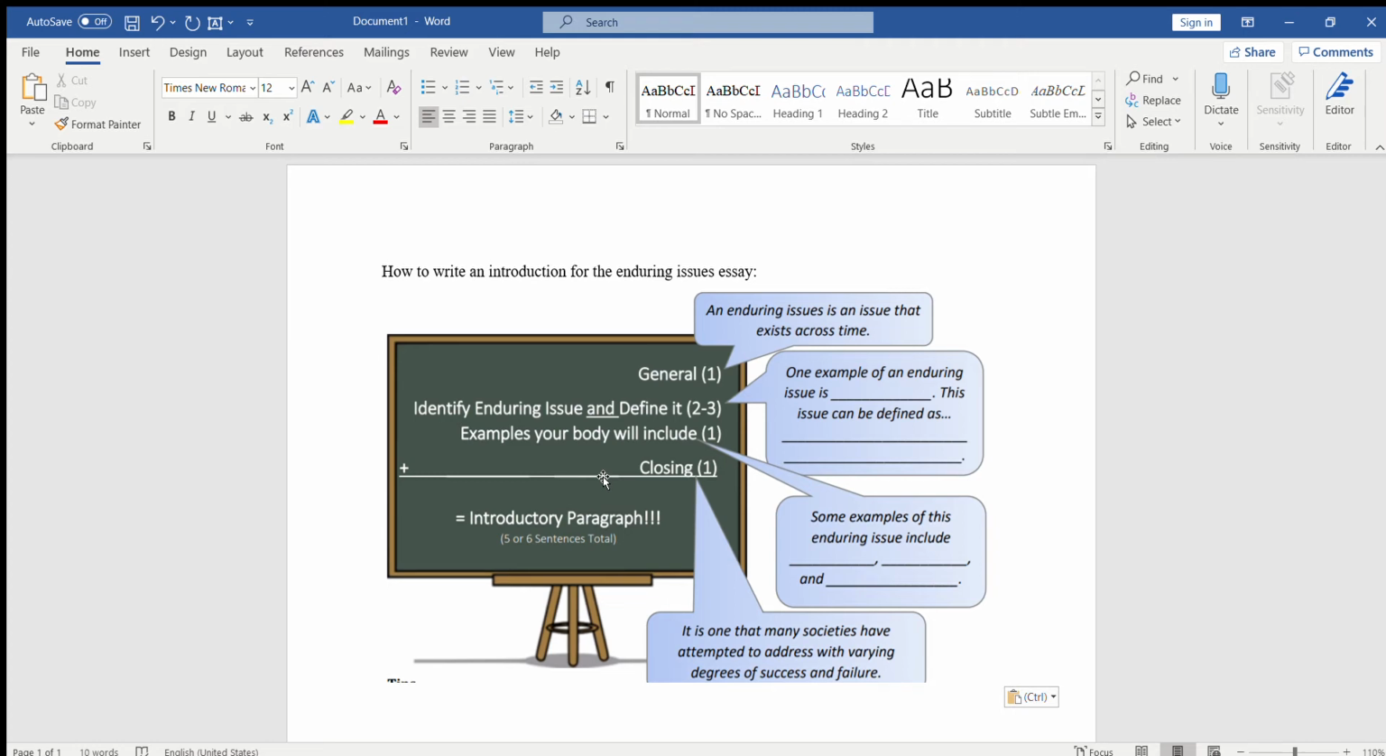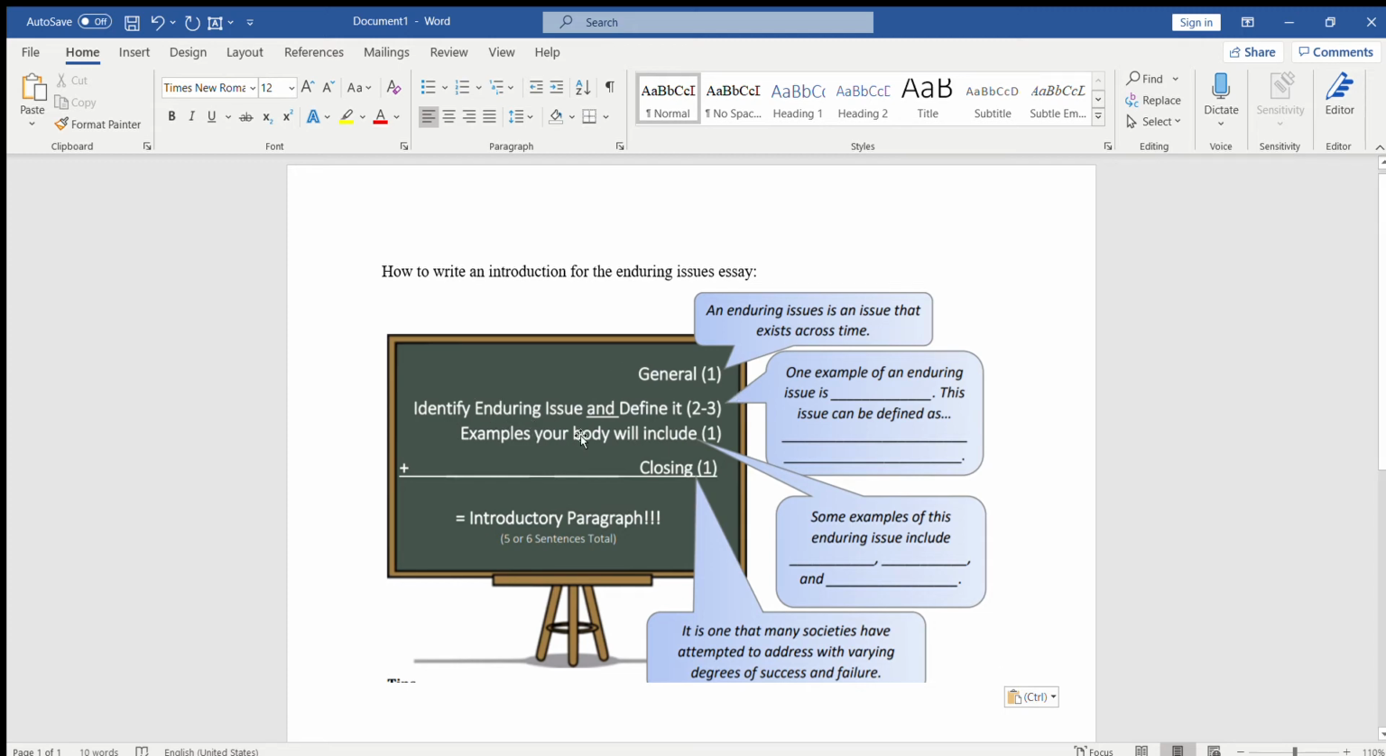So, in English first, your intro is very easy. You start off with something very general, like this. An enduring issue is an issue that exists across time. However, you can change that. You can modify that to whatever you want, but you don't want to go very specific just yet. Later, as you're going further and further down your intro, is where it gets a little more specific as to what you're discussing in your essay, or what you're going to discuss in your essay.